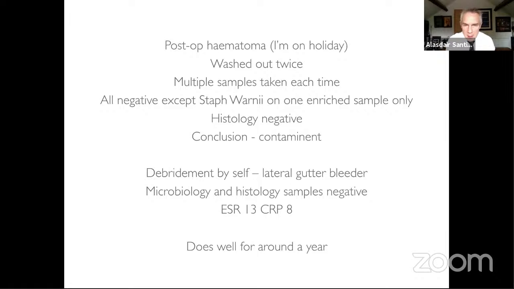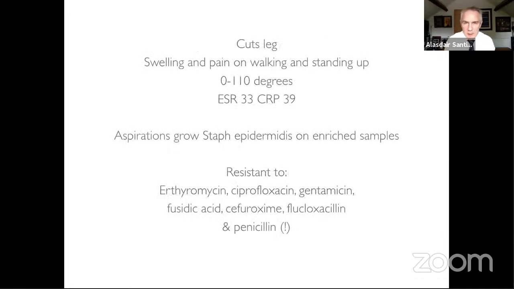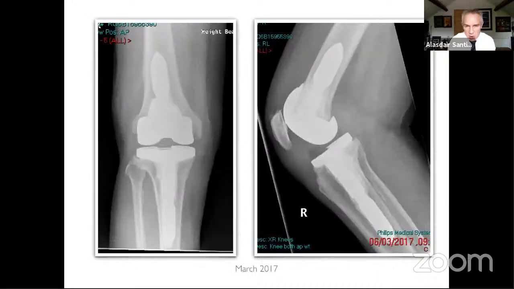When I come back, he's still got a hematoma. I open up myself. There's a lateral gutter bleeder. We sort that out. I take my 5 samples. They're all negative. His ESR and CRP are very slightly raised, but everything seems fine, and he does very, very well for about a year. And then he's out in the garden, and he cuts his leg. It gets a little bit infected, and very quickly his knee swells up. He gets pain. He's still got the same range of movement, but his ESR and CRP are now raised again. We take aspirations, and he's growing staph epidermidis. It's resistant to a whole host of antibiotics, which is obviously very worrying. His X-ray doesn't show any difference really.